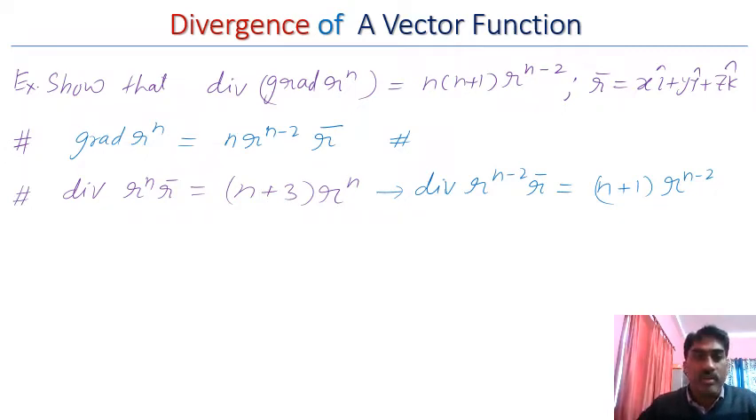This is what we have calculated. This divergence of r^n r is equal to this, so replace n by n minus 2, so you will get divergence of r^(n-2) r. This is equal to (n plus 1) r to the power n minus 2. Now combine these two to find the required result that we want.